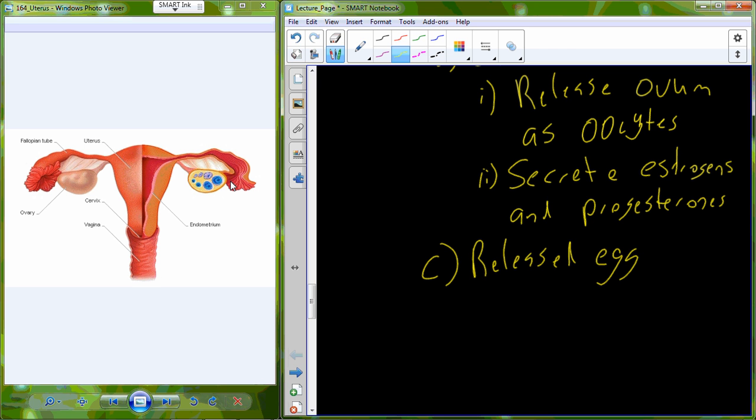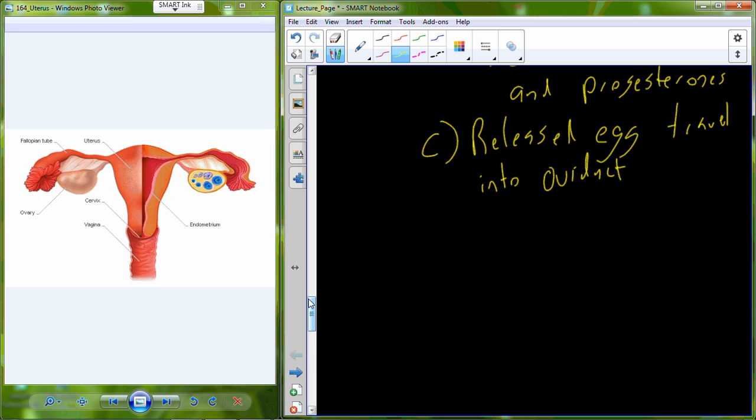So that released oocyte, or the egg, is going to travel into the oviduct. And how that happens is really radical, and I'm going to talk about that in a little bit of detail here shortly. So oviduct, again, also most commonly referred to colloquially as the fallopian tube.